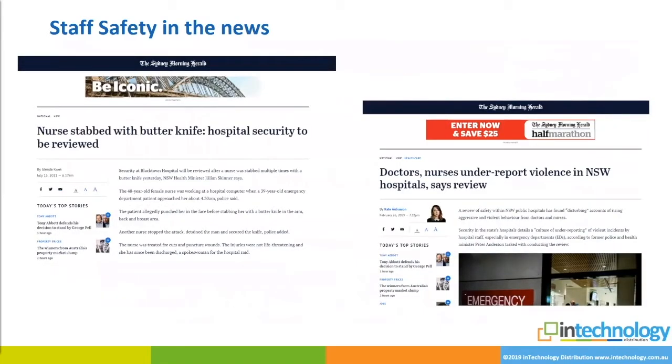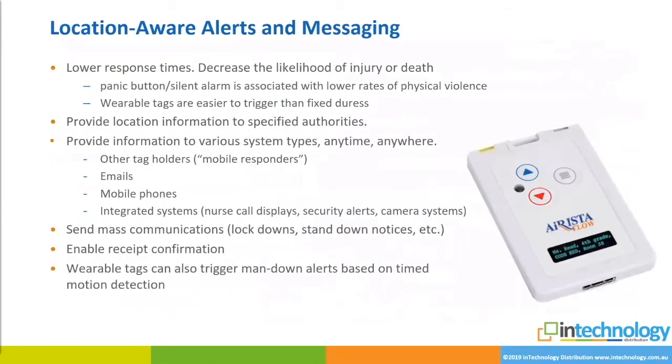Now, these are just some examples. These are two articles, one from 2011, one from 2019. The story is pretty much the same. And I'll note there, even in the recent article on the right-hand side, you can see there's an underreporting of violence. We'll touch on that when we talk about how UVS actually tackles the process of responding to staff safety issues and staff duress.